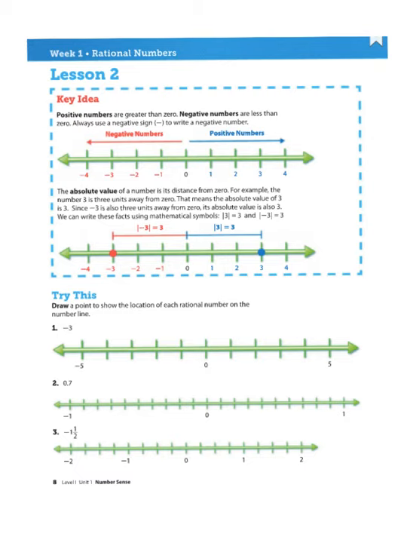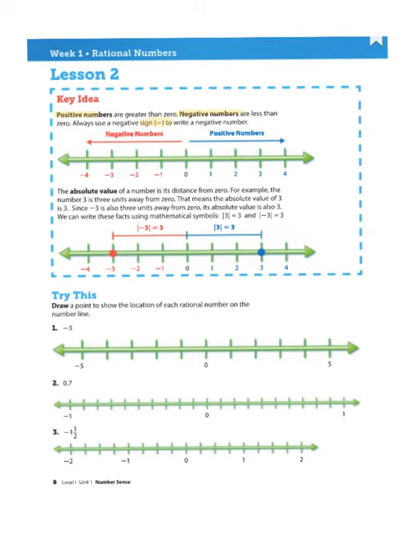In lesson 2, we're going to talk about positive and negative numbers. So let me go ahead and highlight our vocab here. A positive number is a number that is greater than 0. Negative numbers are less than 0. Now, when we're using a negative number, we have a negative sign that goes with it, and that's highlighted there as well.